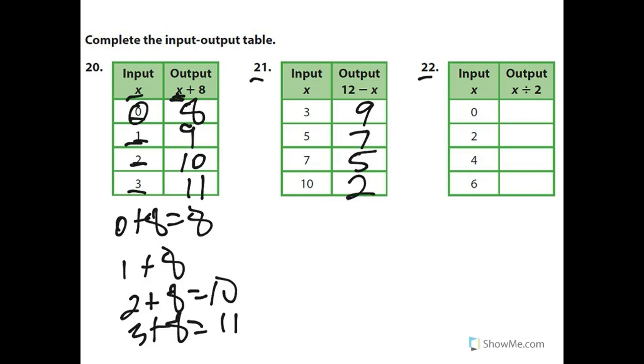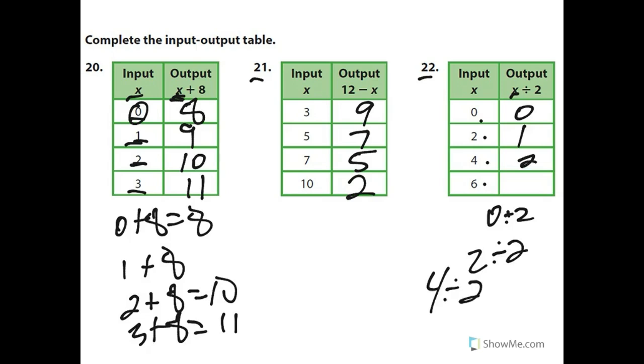Alright, so same thing for number 22. You're going to input x each time. Each time x is going to be a different number. Go ahead and do that, and then we'll go over it. Alright, so 0 divided by 2 is going to be 0. 2 divided by 2 is going to be 1. 4 divided by 2 is going to be 2. And then 6 divided by 2 is going to be 3.